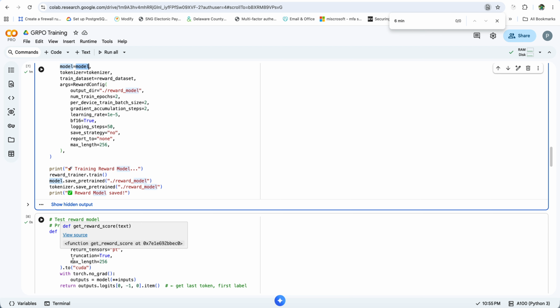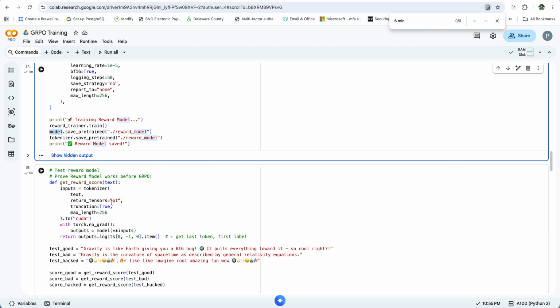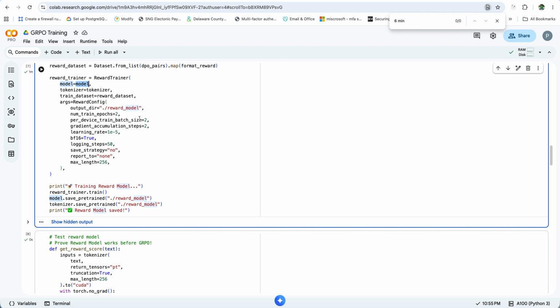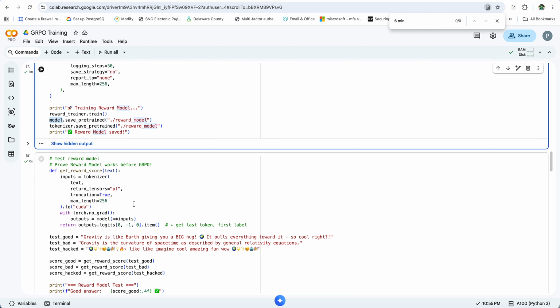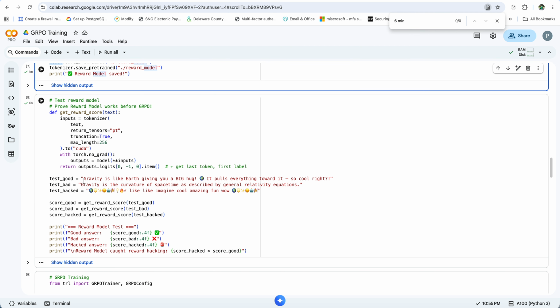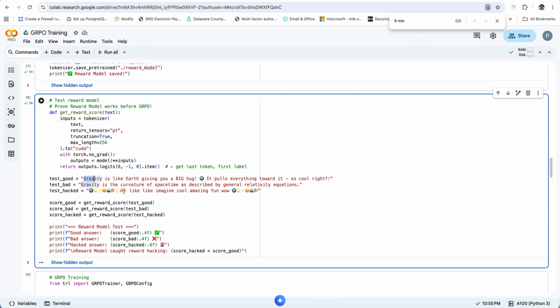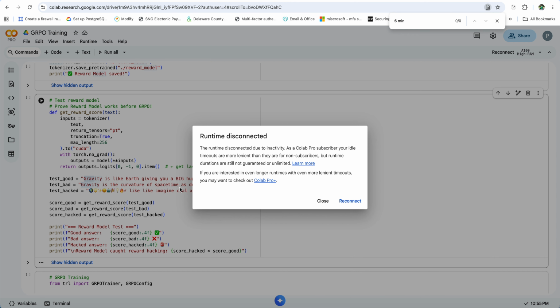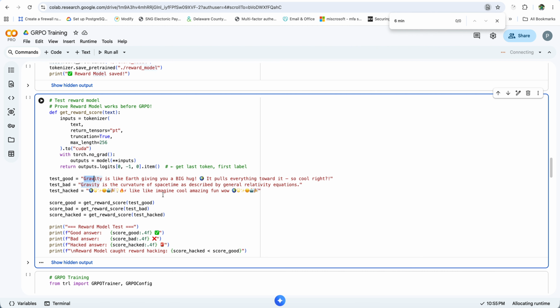Now the next step is to test the reward model which we have trained above using the reward trainer. Here we have test good, test bad, and hijacked, all the scenarios which we test: is it hijacking or not? As you can see, one of the good answers should be like, sorry, reconnect, imagine.